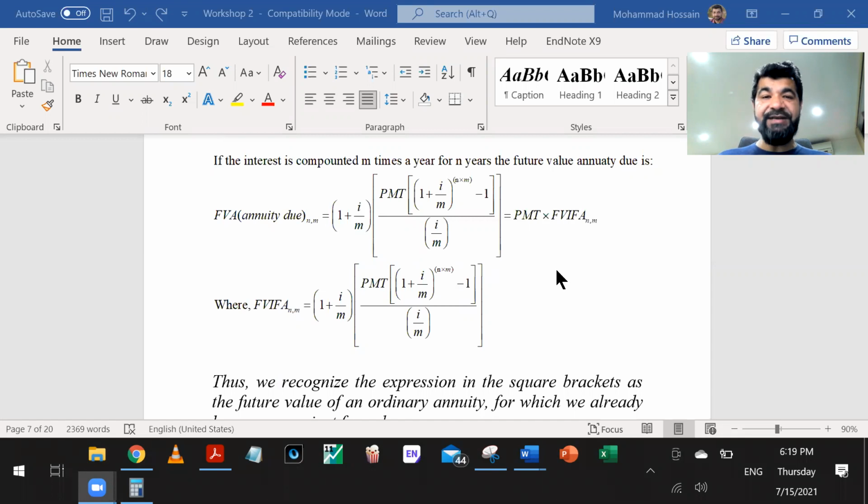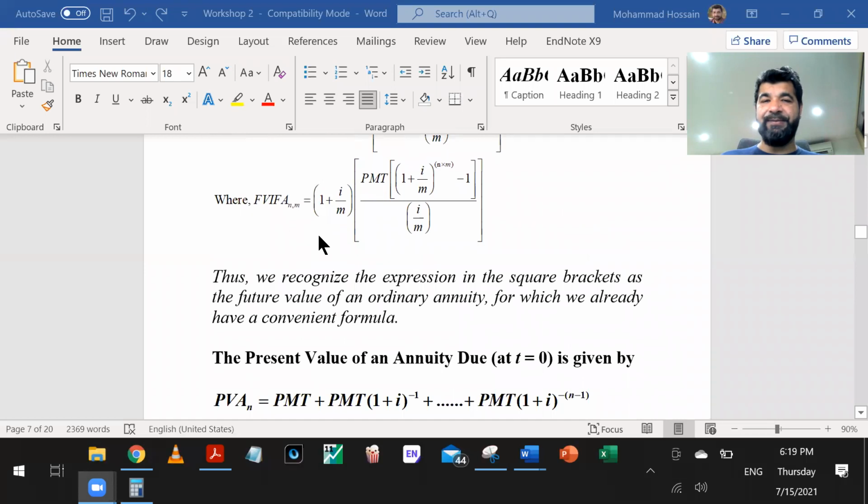But the interest factor is this. Look at here, 1 plus i by m. So this is the thing we have, but other things remain the same. You have to multiply by this extra number, 1 plus i by m. Everything else is completely the same as it was before. But when it is annuity due, we add 1 plus i by m to the formula. You don't have to worry about remembering this formula, because I told you the formula will be given. So don't worry about that.